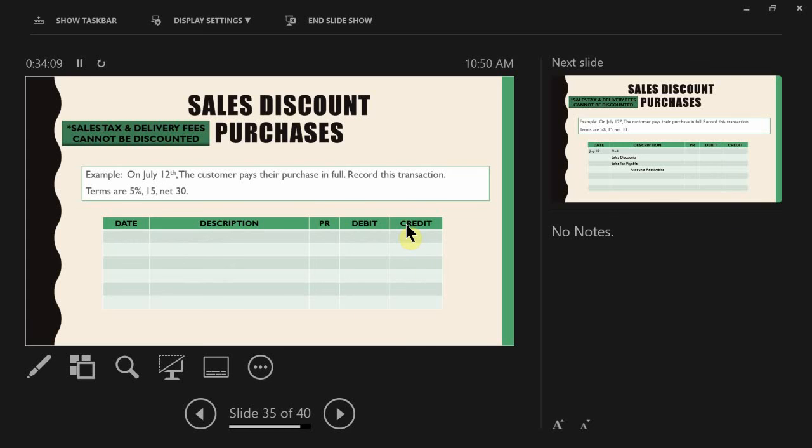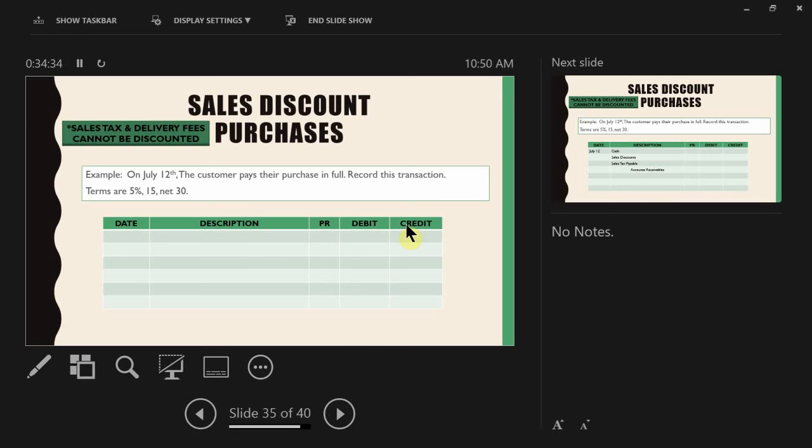So then, of course, when the condition kicks in, let's say on July 12th, the customer decides to pay for what he purchased from us, and of course, he meets the discount period. So in this case, we must give him a 5% discount because he paid within 15 days. He paid 12 days later, all right?